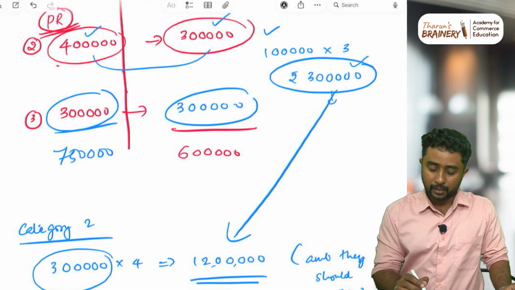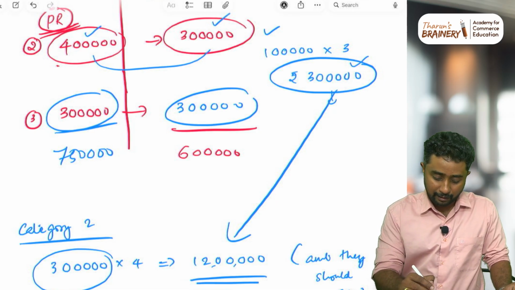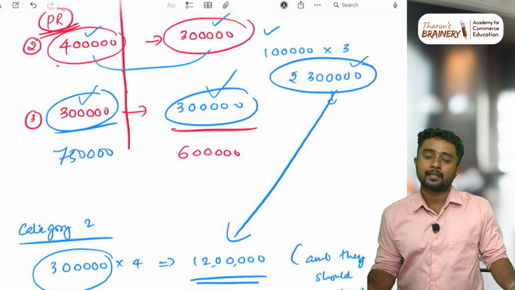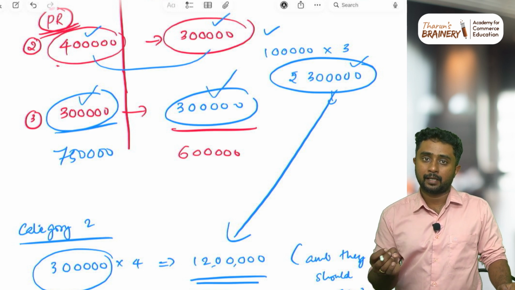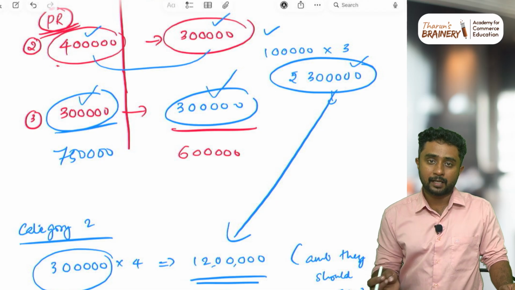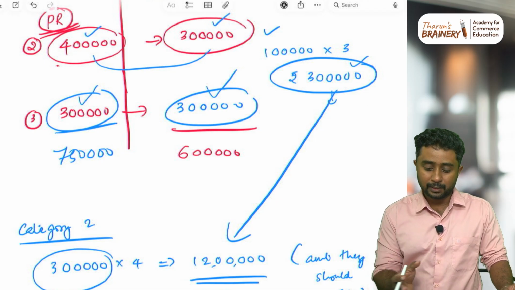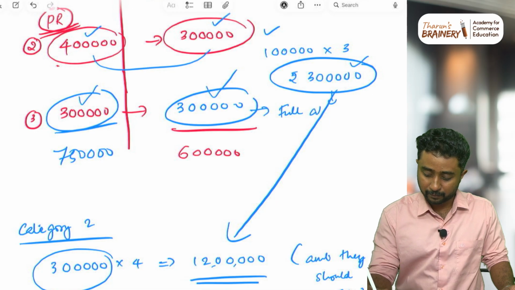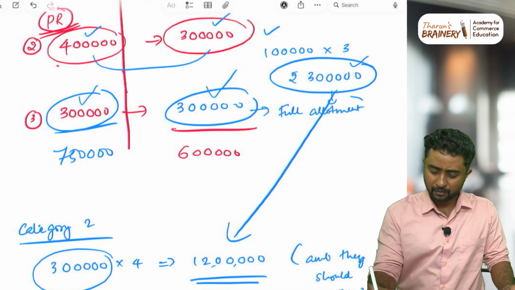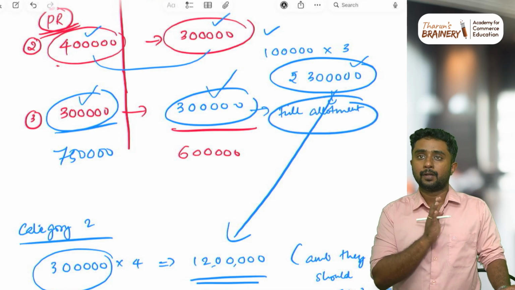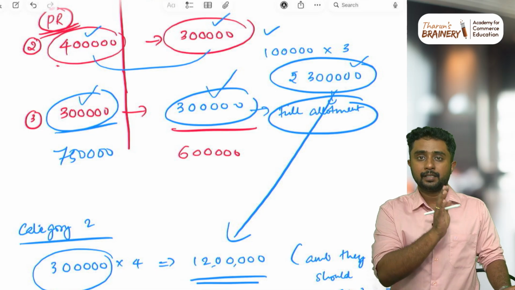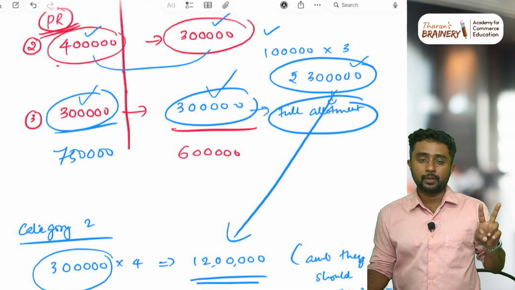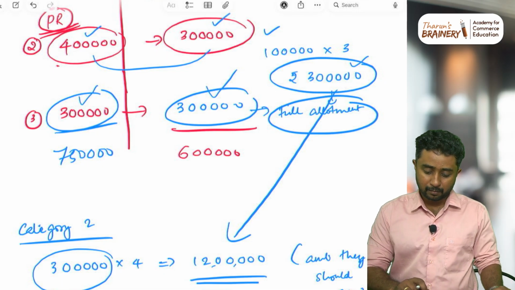Now just look at the third category people. They have applied for 3 lakh shares, and they received 3 lakh shares. Are they coming under pro rata allotment? No. Are they coming under rejection? No. These people, we are going with a case called full allotment, or simply we can say that all the shares that they asked for are being given to them. That means, have they paid any extra money? No.